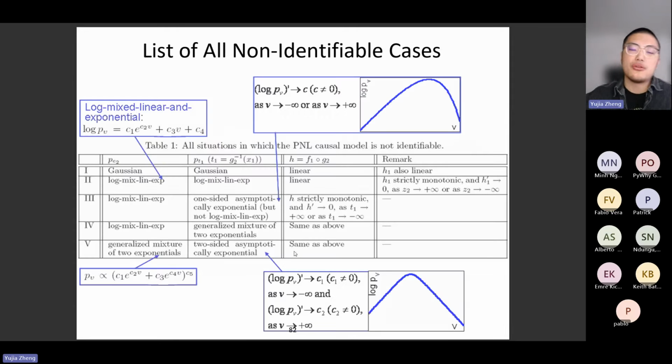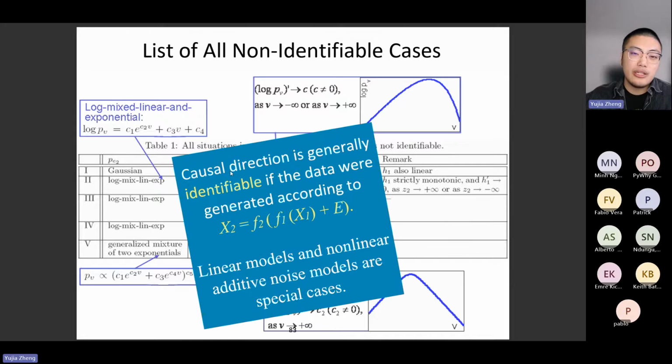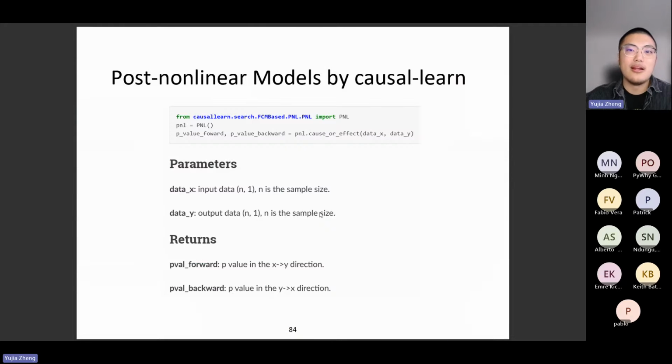So PNL has been shown to be identifiable, and actually there are very few non-identifiable cases in the PNL structure. So in conclusion, the causal direction is generally identifiable if the data were generated according to the post-nonlinear form, like x2 equal to f2 of f1 of x1 plus the noise. And yeah, the PNL model is actually included in causal-learn. As you may see from here, in causal-learn, the PNL, as well as the ANM, only focus on the bivariate case.